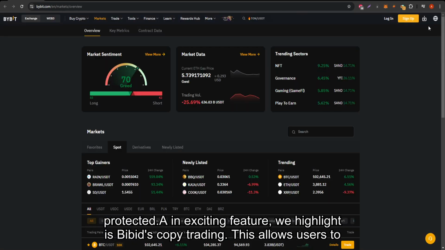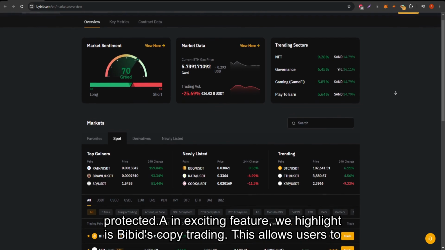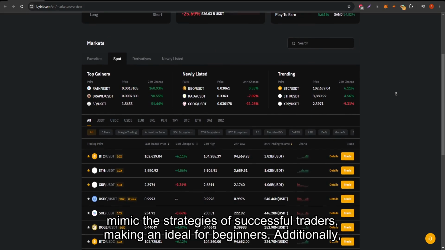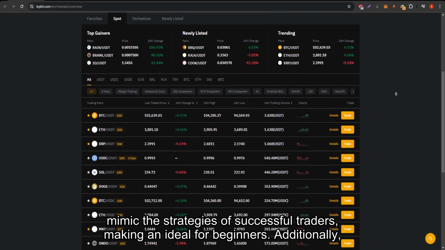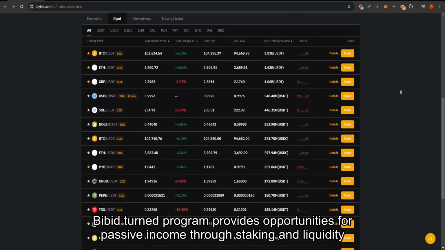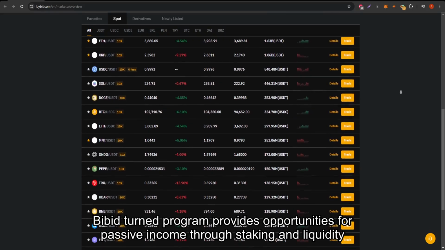An exciting feature we highlight is Bybit's copy trading. This allows users to mimic the strategies of successful traders, making it ideal for beginners. Additionally, Bybit provides opportunities for passive income through staking and liquidity mining.